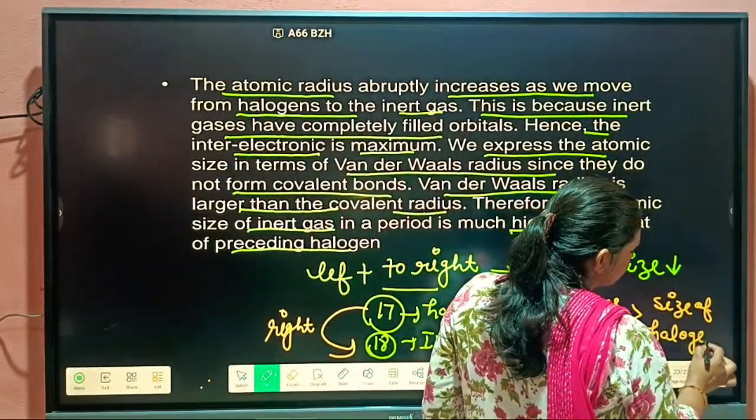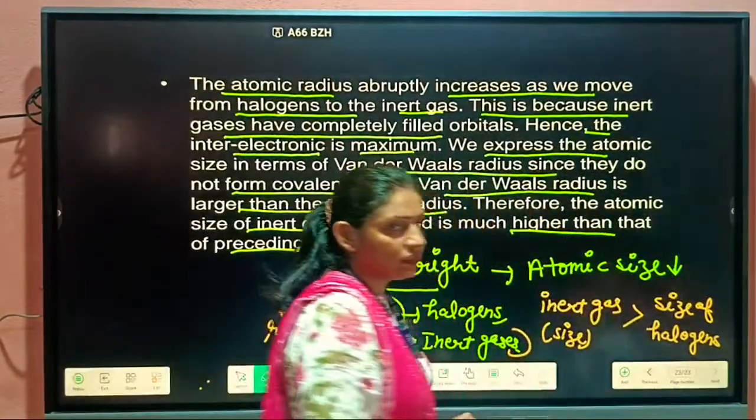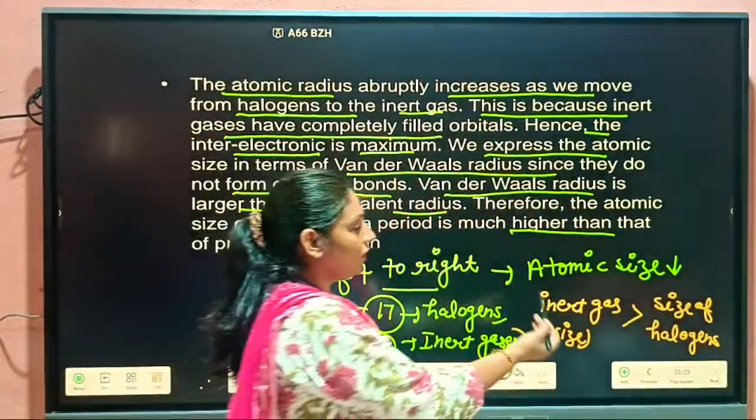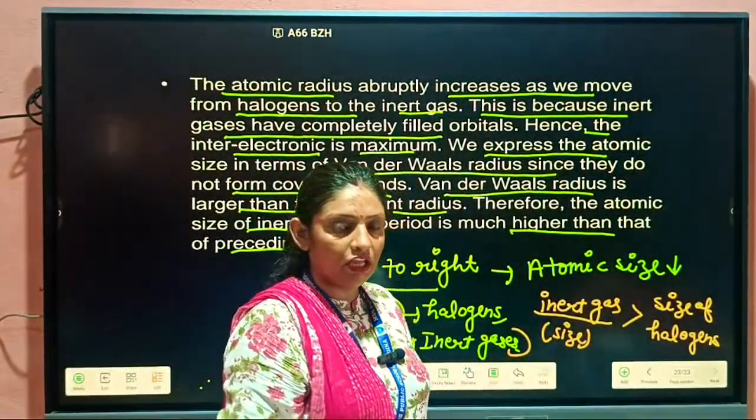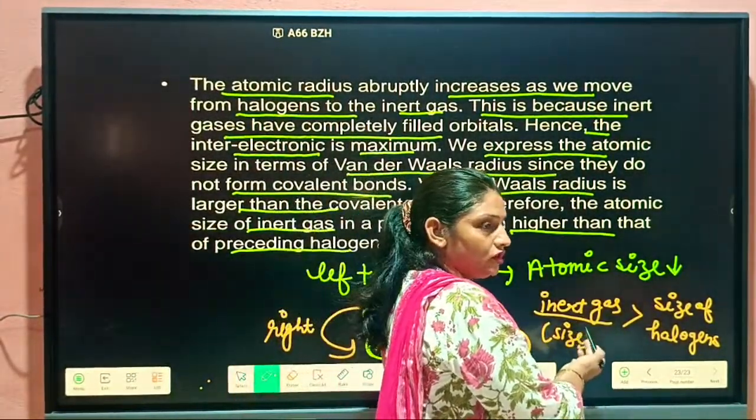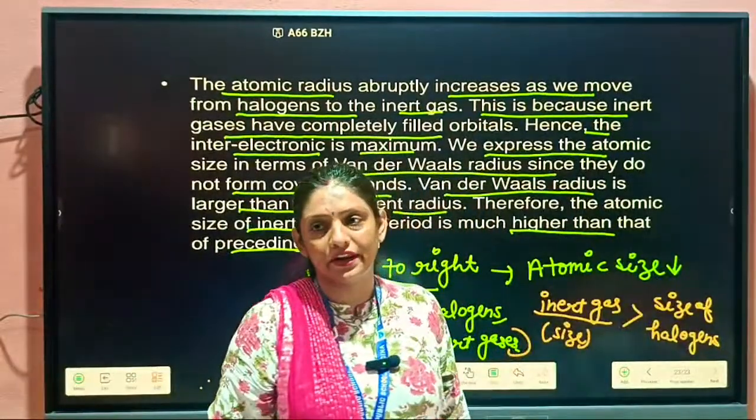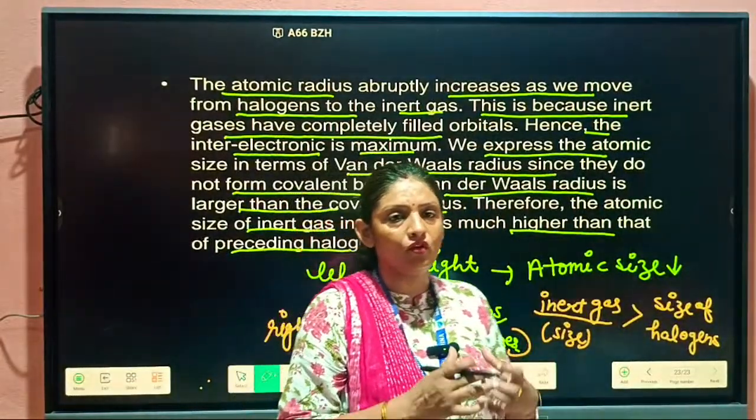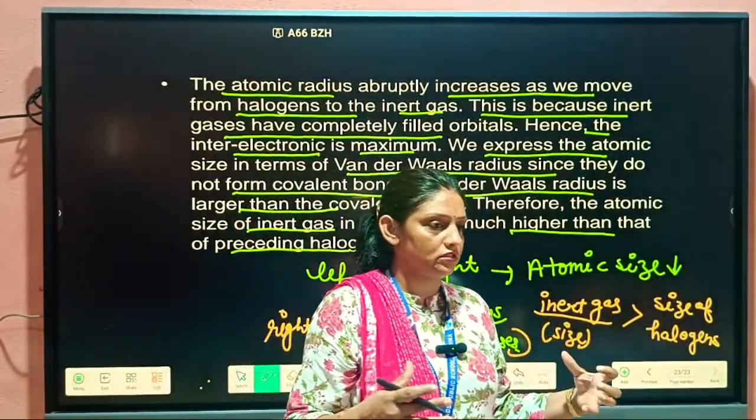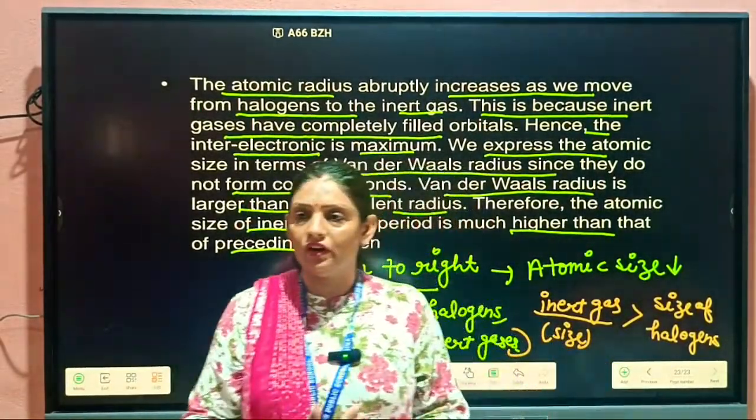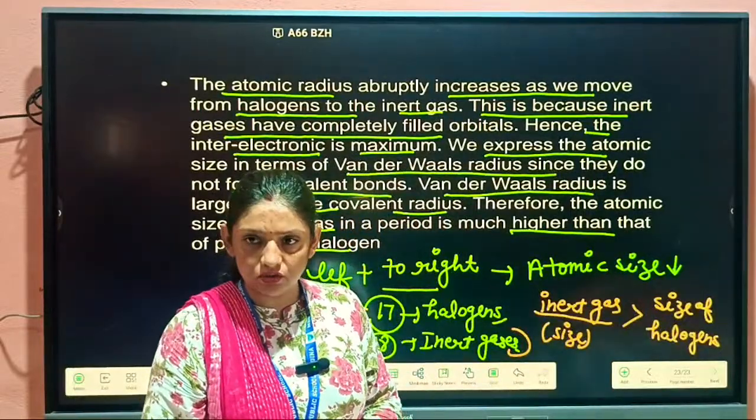Why is it so? Because they do not form covalent bonds. Inert gases do not form covalent bonds. They form van der Waals forces. They have van der Waals force of attraction only, and van der Waals force of attraction has more bond length as compared to the covalent. Is it clear to you or not?